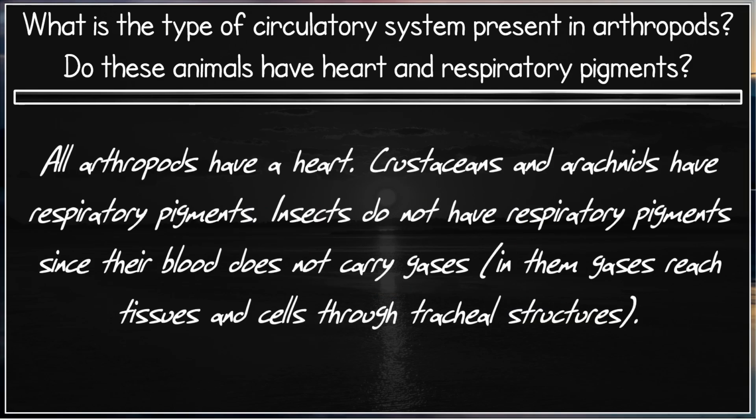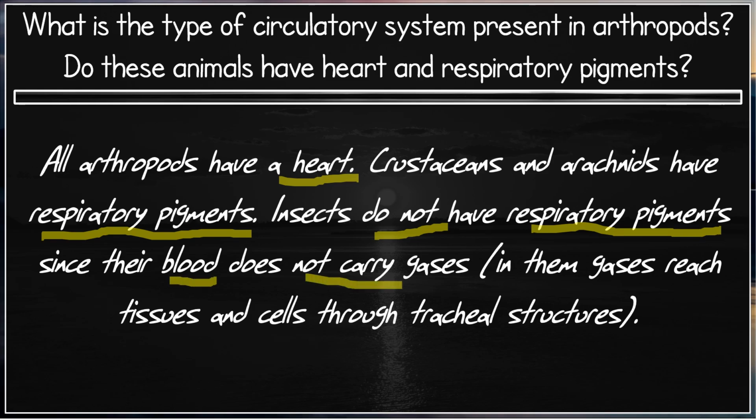All arthropods have a heart. Crustacea and arachnids have respiratory pigments. Insects do not have respiratory pigments, since their blood does not carry gases. In them, gases reach tissues and cells through tracheal structures.